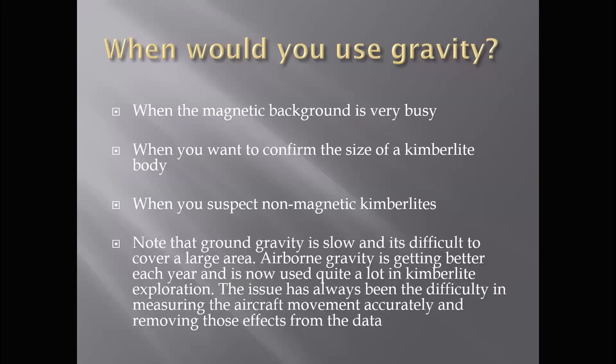Note that a gravity survey is slow, and to cover a large area, it takes a lot of time. Airborne gravity is getting better each year, and we know that De Beers used a Zeppelin, and you can now fly airborne gravity gradiometry with aircraft platforms, and it's starting to be used quite a lot in kimberlite exploration. The issue has always been the difficulty in measuring the aircraft movement accurately, because that's an acceleration, and the gravitational force is essentially acceleration. So you have to know exactly what your aircraft is doing. Hence, we use the gradients. It's much easier to work with gradients than total field.